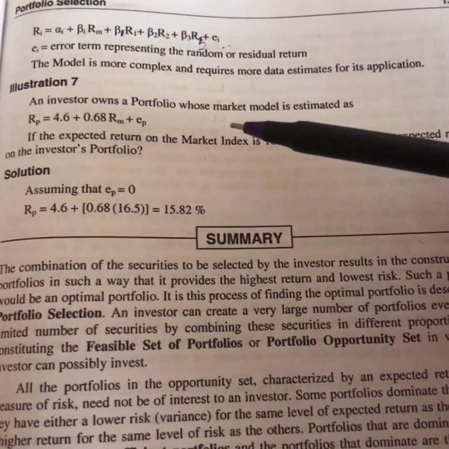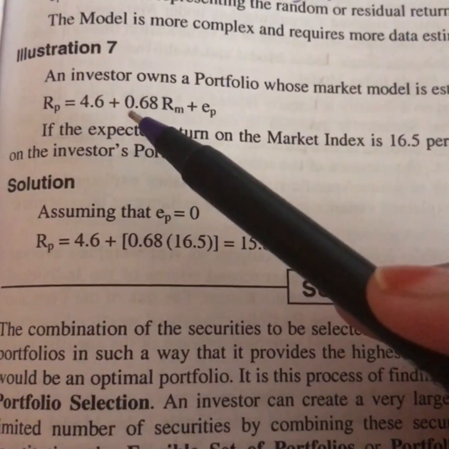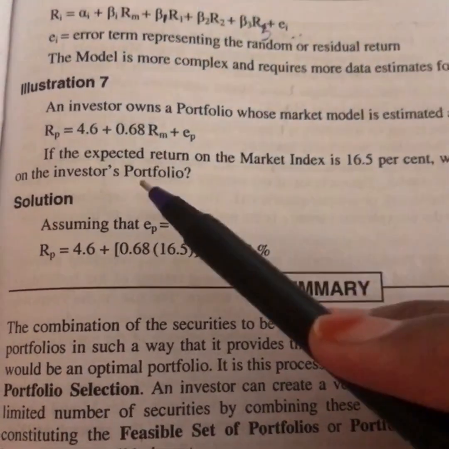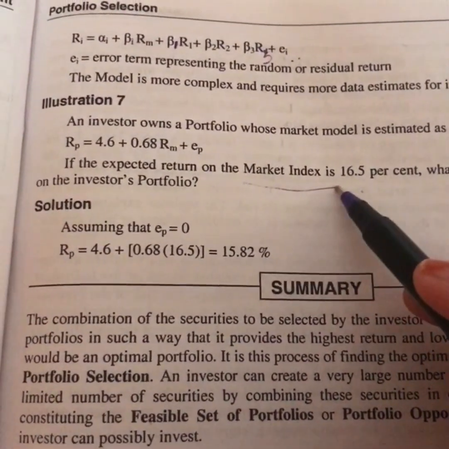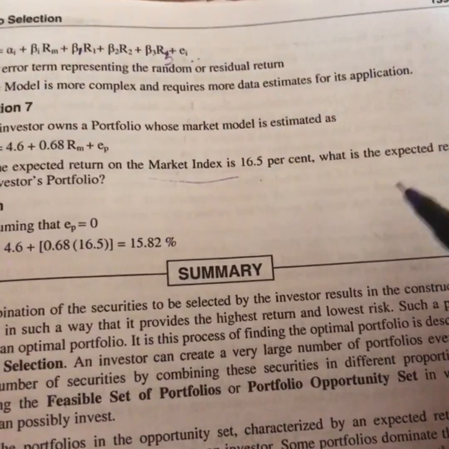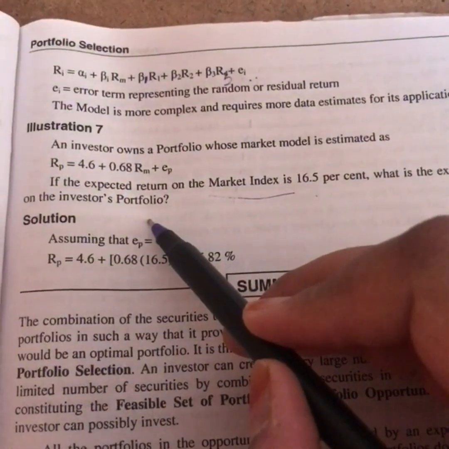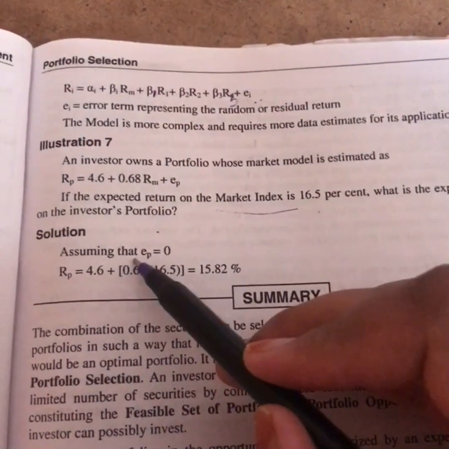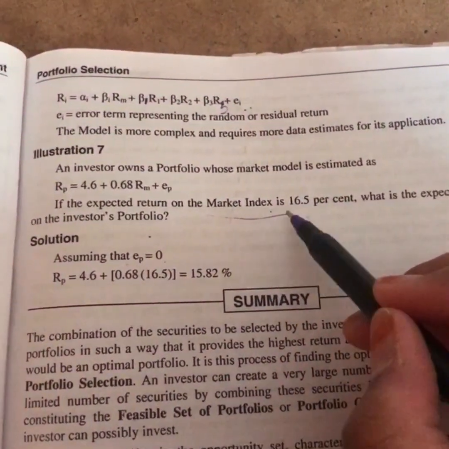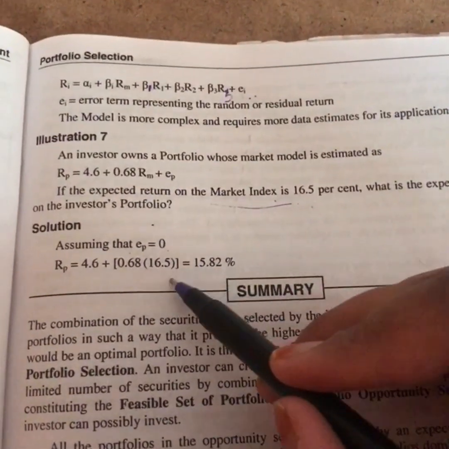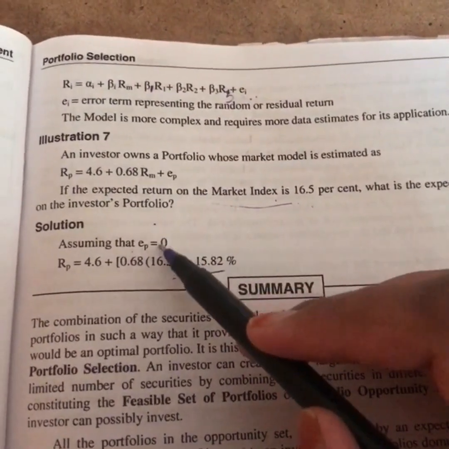An investor owns a portfolio whose market model is estimated as: return on portfolio equals 4.6 plus 0.68 Rm plus Ep. If the expected return on the market index is 16.5, so they have given the return for the market index, which is nothing but Rm. What is the expected return on the investor's portfolio? Assume Ep equals 0. The market index they have given us is 16.5. So in the place of Rm, just substitute 16.5. So you get 15.8. In this kind of problem, we have to assume Ep equals 0.